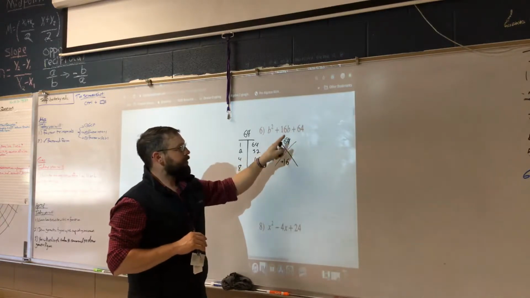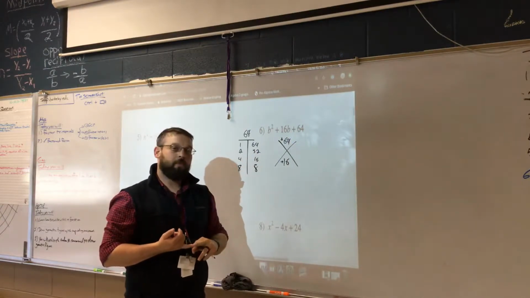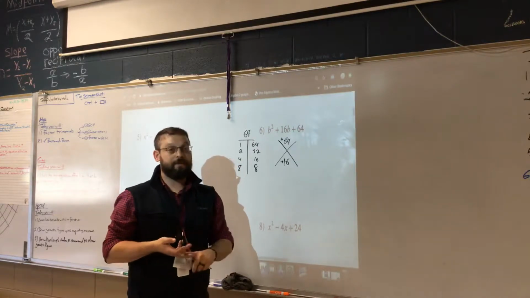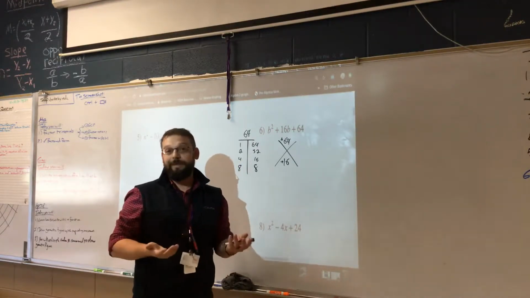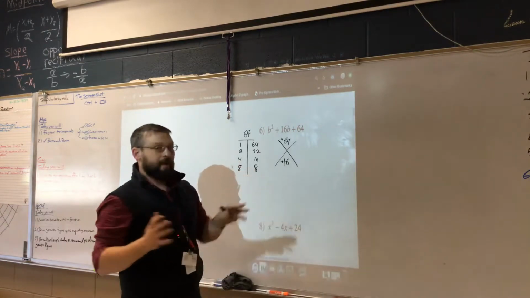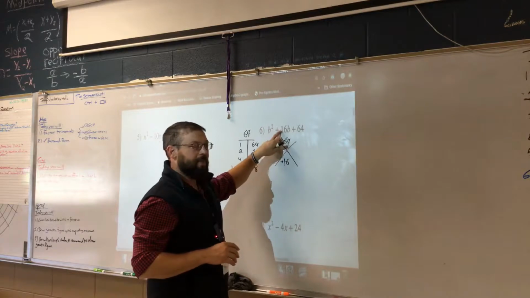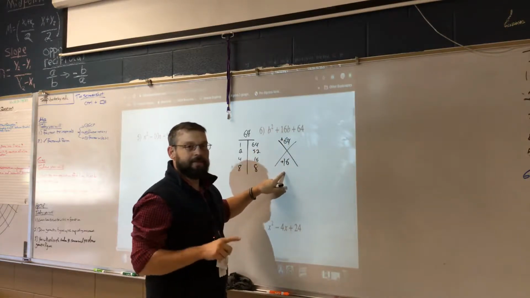So here's the way I look at this. My last number multiplies to give me a positive 64. That means one of two things: either both of these numbers are positive or both of these numbers are negative. So the question is, which one is it? Here's how we figure that out. The middle term has to add and give me a positive 16.